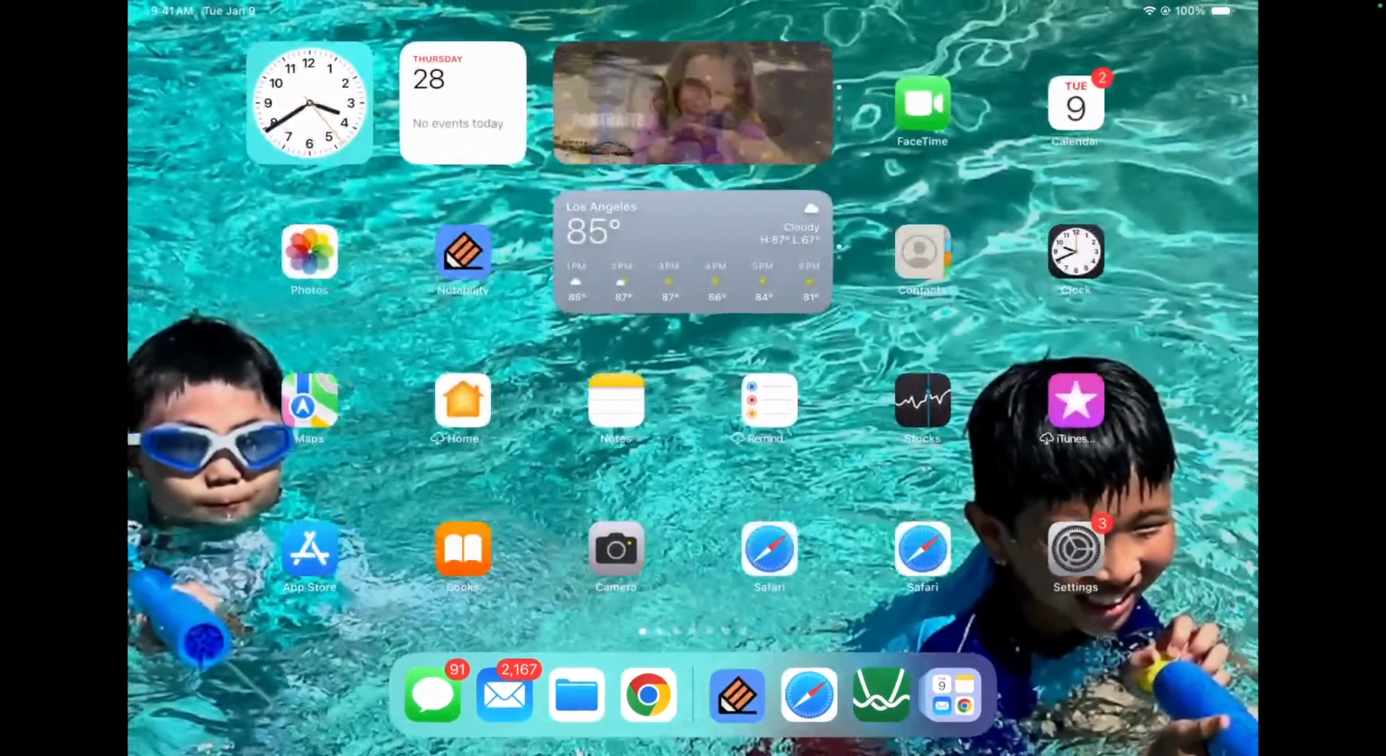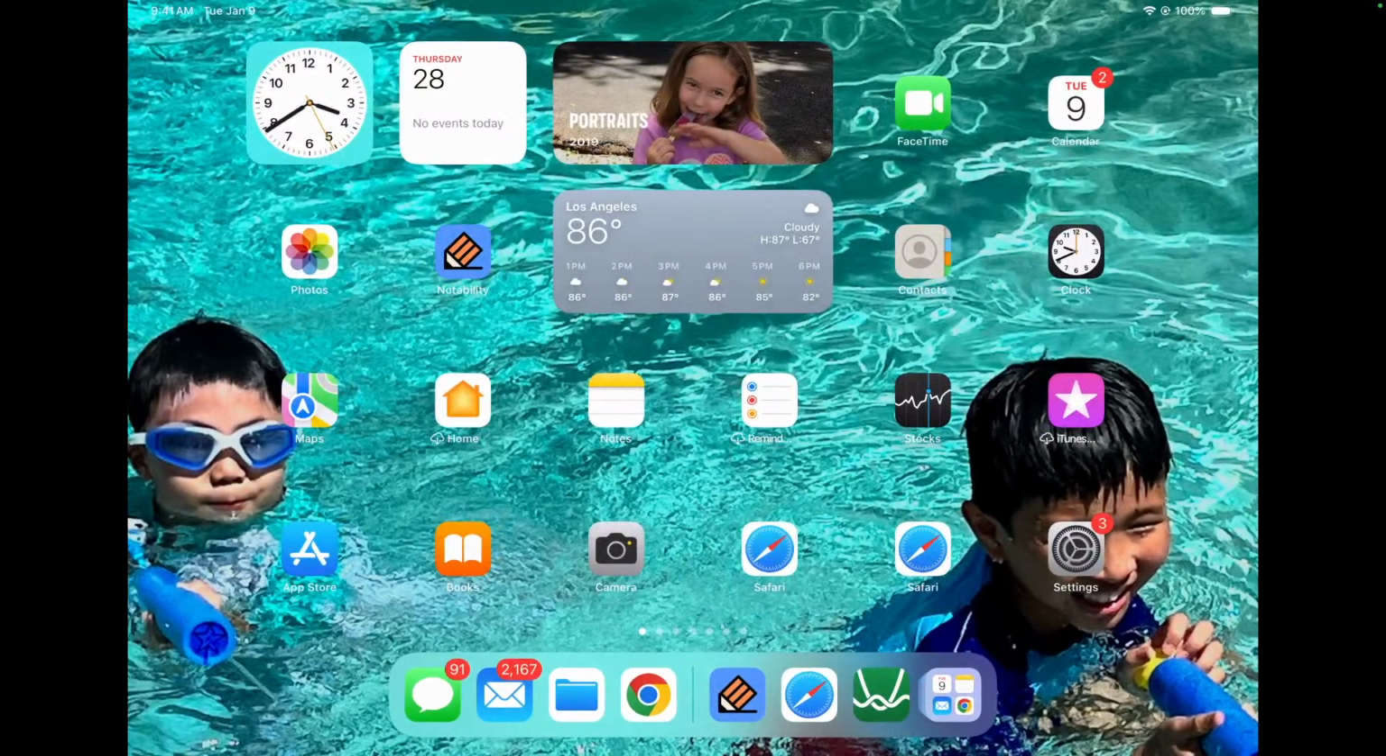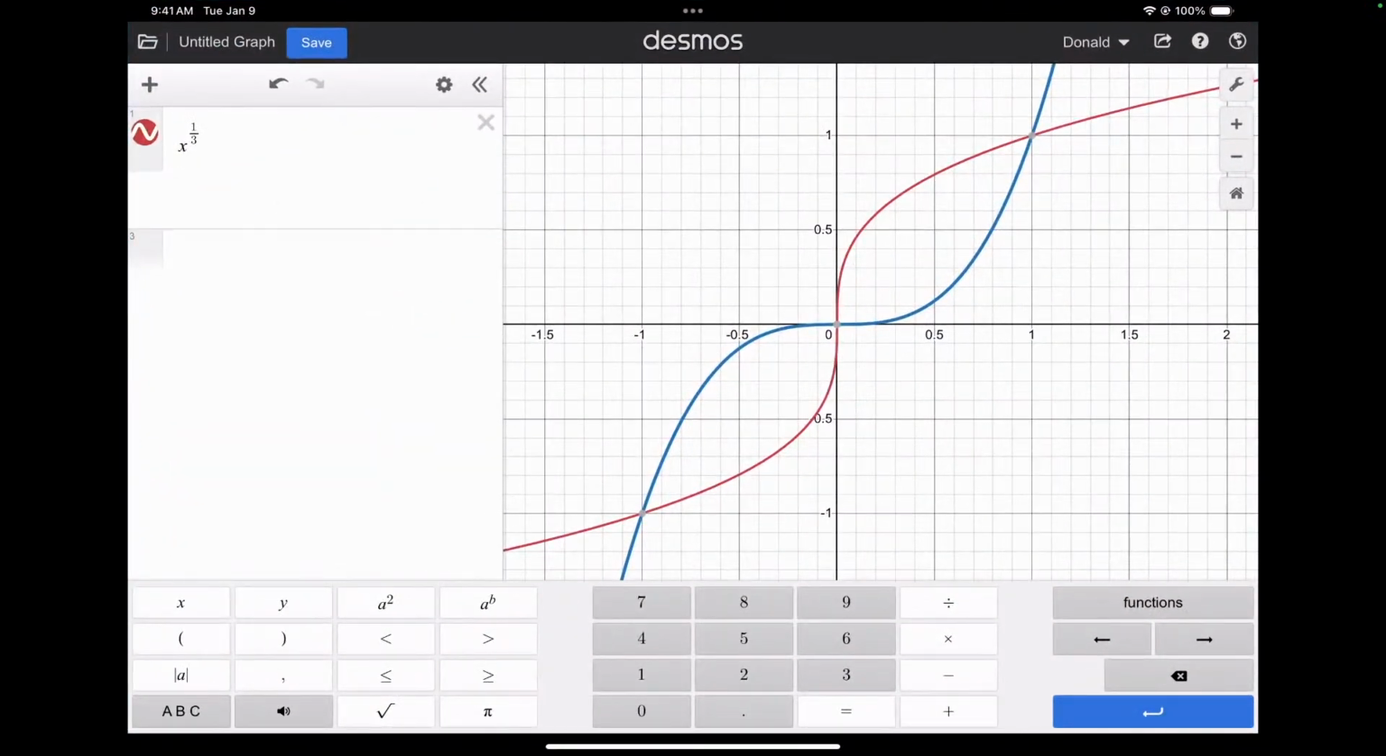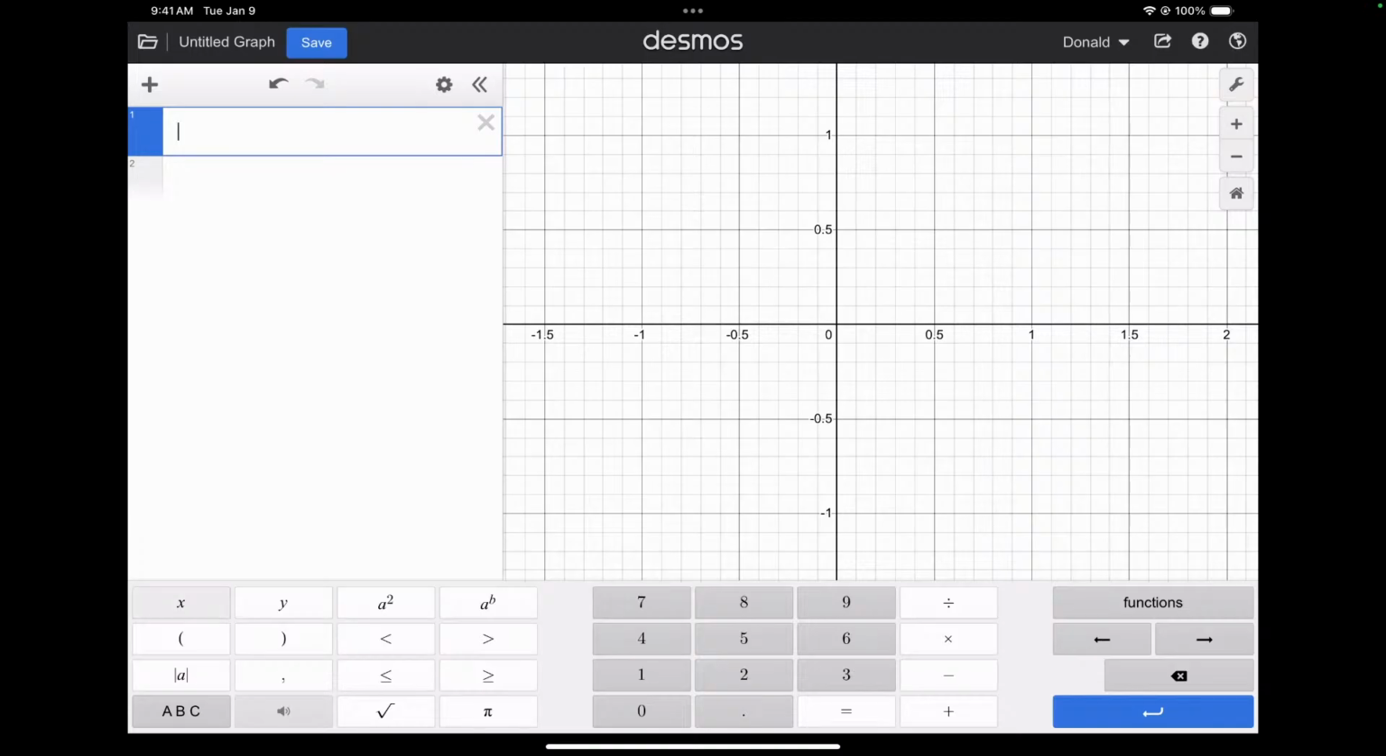So I am gonna go ahead and graph on Desmos and show you what happened. So first of all, x plus 1, and it's gonna have a restriction.